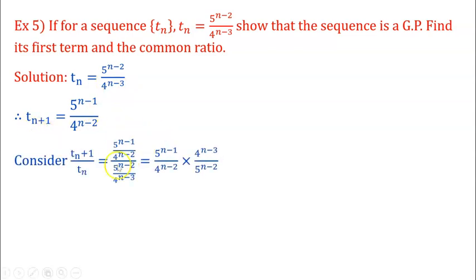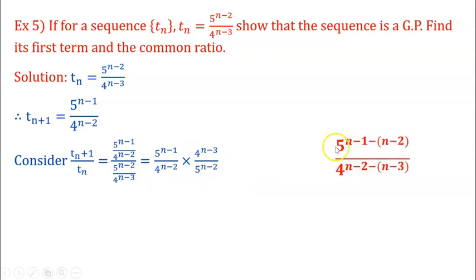Next, their ratio Tn plus 1 upon Tn. That is 5 is to n minus 1 upon 4 is to n minus 2. And this whole divided by Tn. Tn means what? 5 is to n minus 2 upon 4 is to n minus 3. Then next simplification, multiply it and take the reciprocal of this. Okay, then you will get here 4 is to n minus 3 upon 5 is to n minus 2.